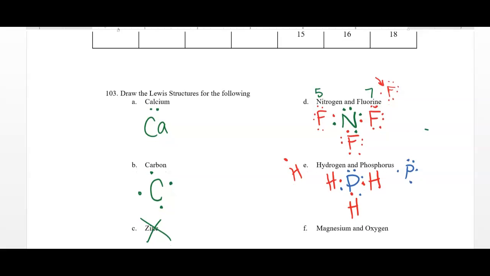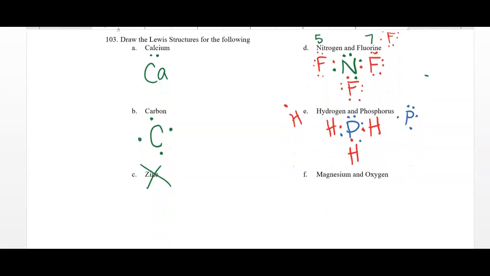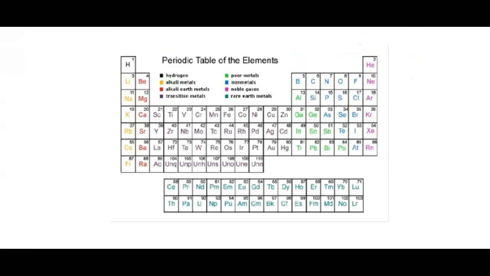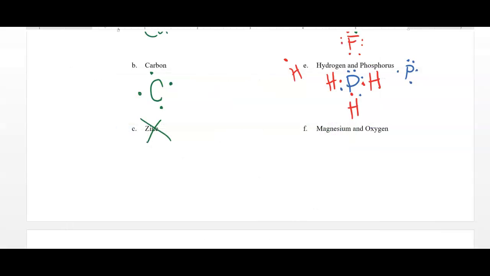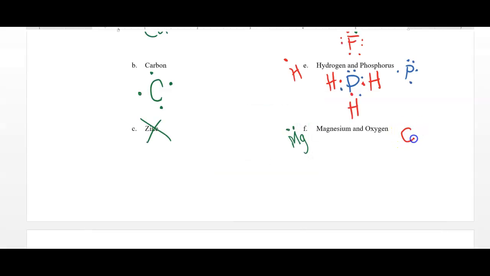All right, magnesium and oxygen. Okay, so magnesium has 2. So again, looking at the periodic table, magnesium 1, 2, done. Okay, so magnesium 1, 2. Oxygen, you count over 1, 2, 3, 4, 5, 6. Okay, so oxygen 1, 2, 3, 4, 5, 6.